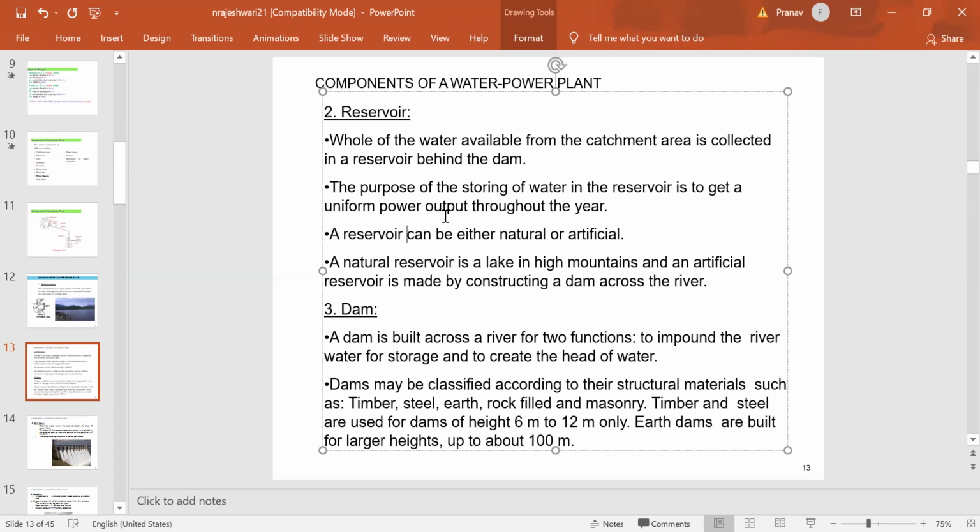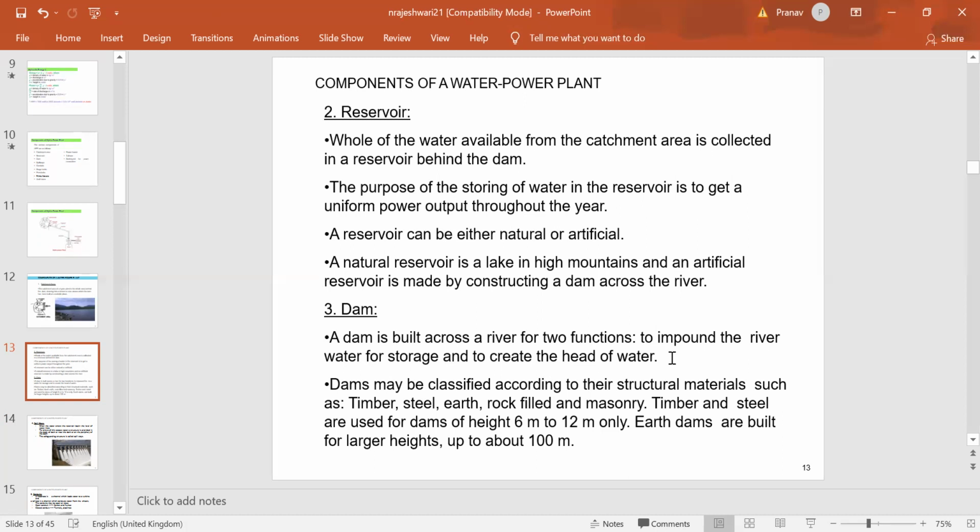We use these reservoirs. And coming to the dam, a dam is built across a river for two functions. One is to impound the river water for storage and to create the head of the water. So for these two functions, we build the dam across the river. One is to impound the river water for storage, and the second is to create the head of water.